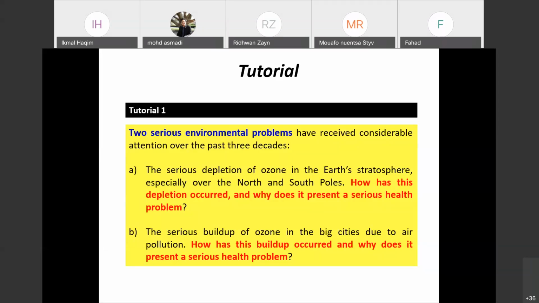I give you around 5 to 10 minutes, and you can post in the Padlet.